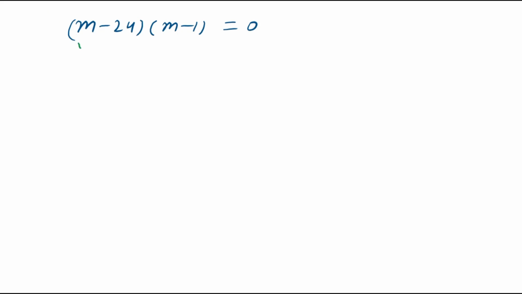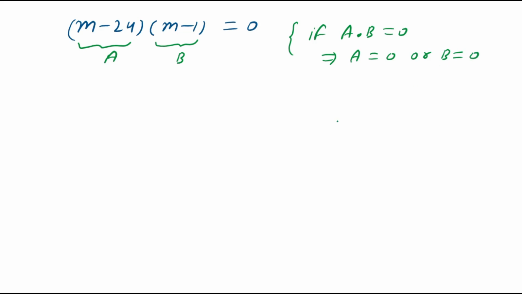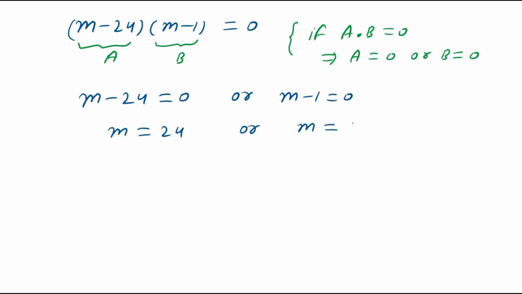If you say this expression is a and this expression is b, and if we apply this rule, if a into b is equals to 0, this implies a is equals to 0 or b is equals to 0. Then this expression is m minus 24 equals to 0 or m minus 1 equals to 0. Here the value of m is equals to 24 and here the value of m is equals to 1.